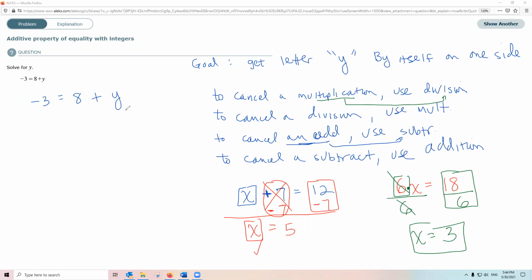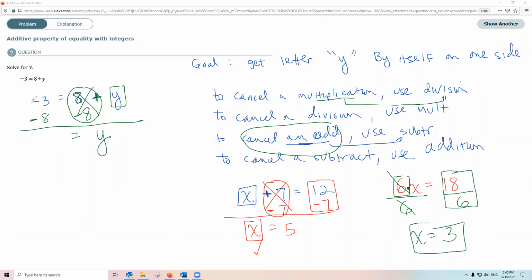All right, let's go back to this example. I want to get this y by itself. Well, right now, y has an addition of 8 on the right-hand side. Well, I'd like to cancel out that addition of 8. The way you cancel out an addition is use subtraction. So I'm going to subtract 8 to get rid of that addition of 8. Whatever you do to one side, you have to do the same to the other. So adding 8 and subtracting 8 cancels out, leaves me just a y. On the left side, I have -3 subtract 8. -3 subtract 8 is -11. So that is the solution on this one.